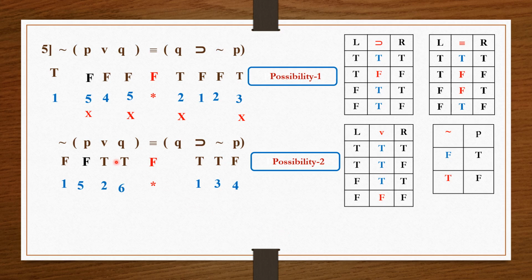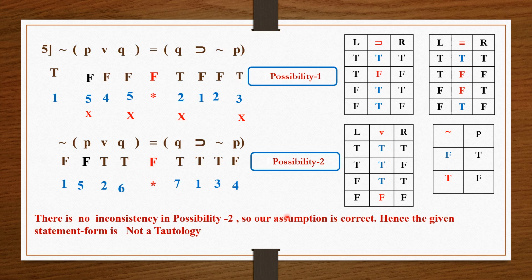Now you can replace the value of P in this bracket and you will get T, 7. Now there is no inconsistency. You check P's value we are replacing, so it will be the same, and even the rule is correct. See here, check the rule, it is correct. There is no inconsistency in the second possibility, so the whole expression will be not a tautology.